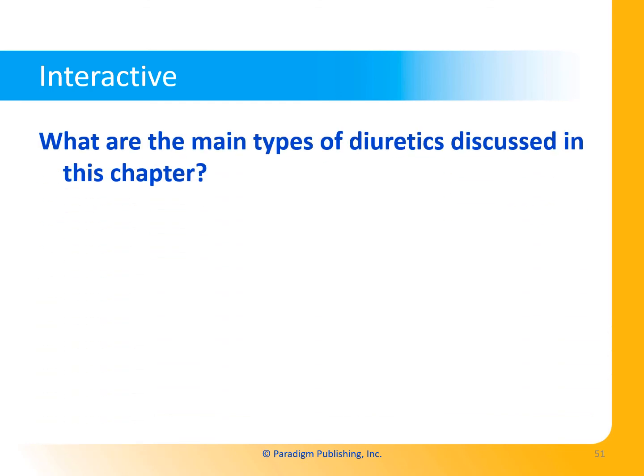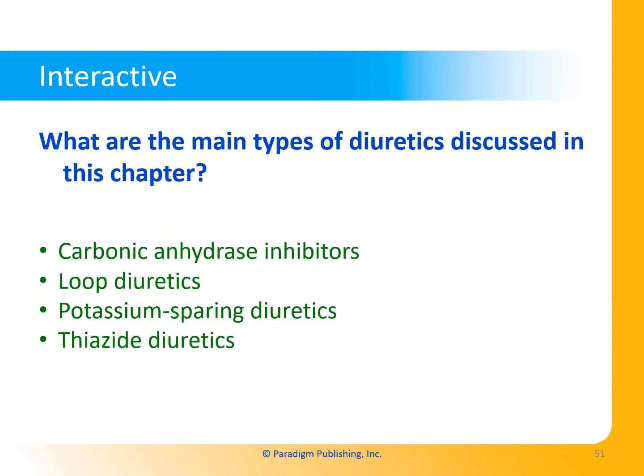What are the main types of diuretics discussed in this chapter? Carbonic anhydrase inhibitors, loop diuretics, potassium-sparing diuretics, and thiazide diuretics.